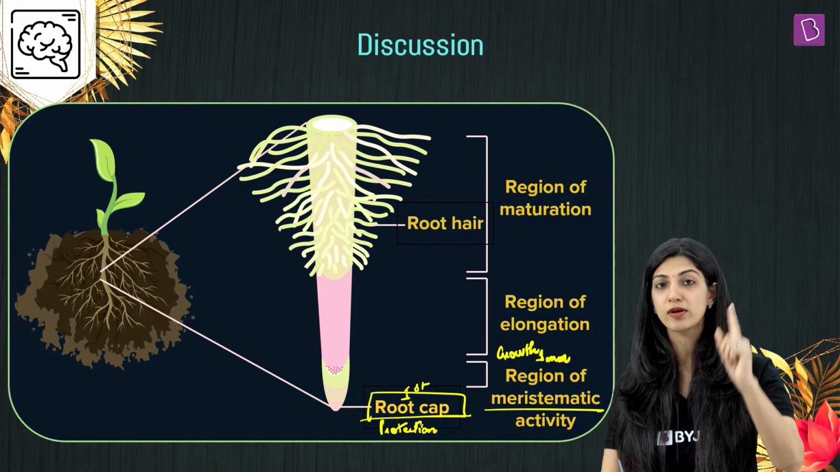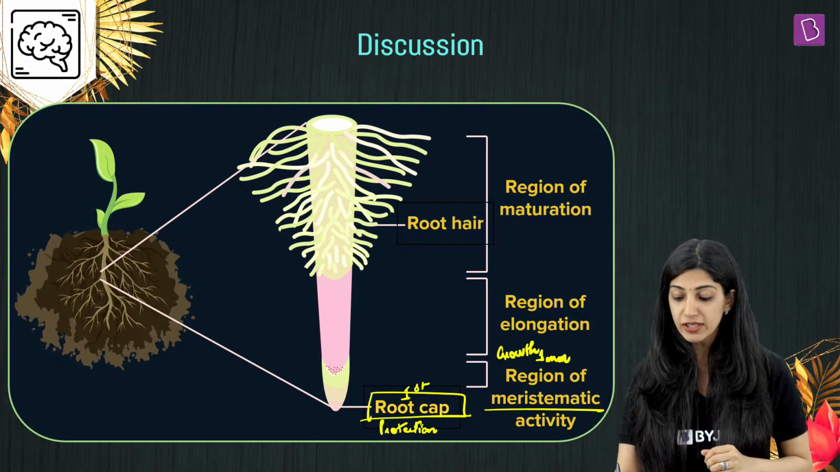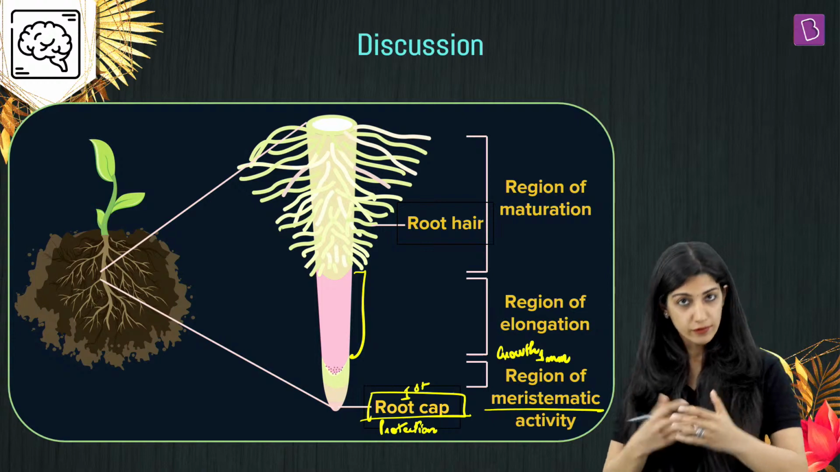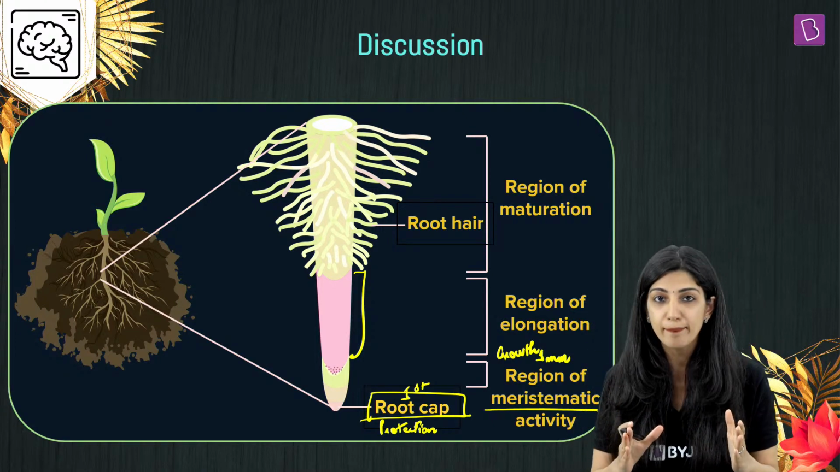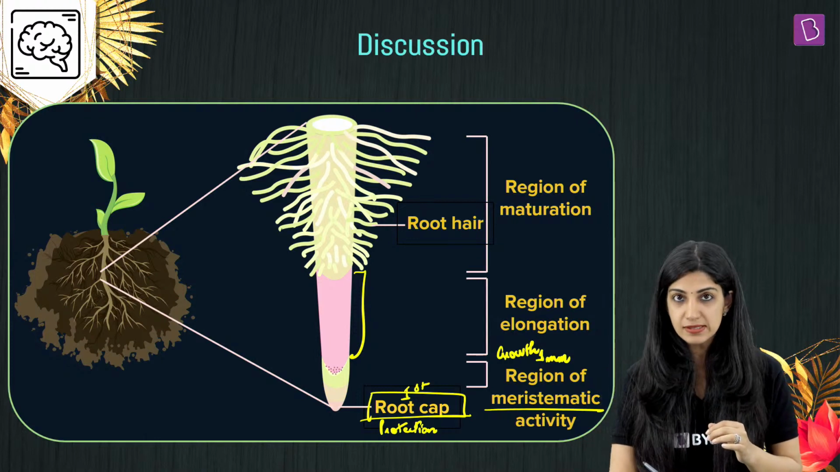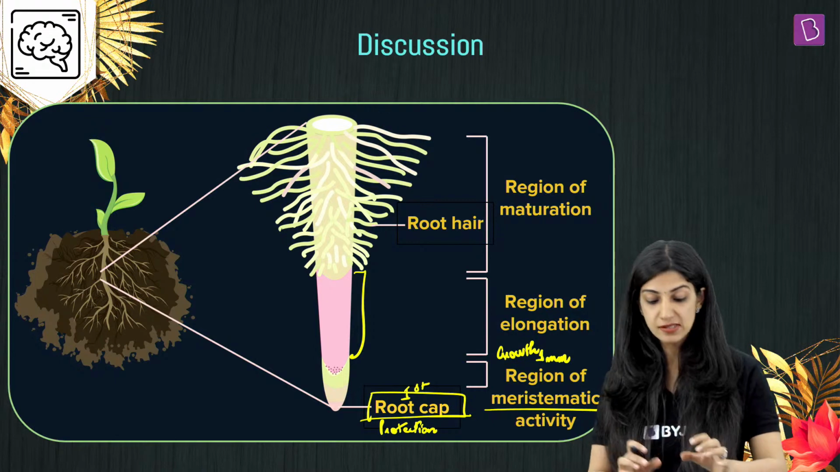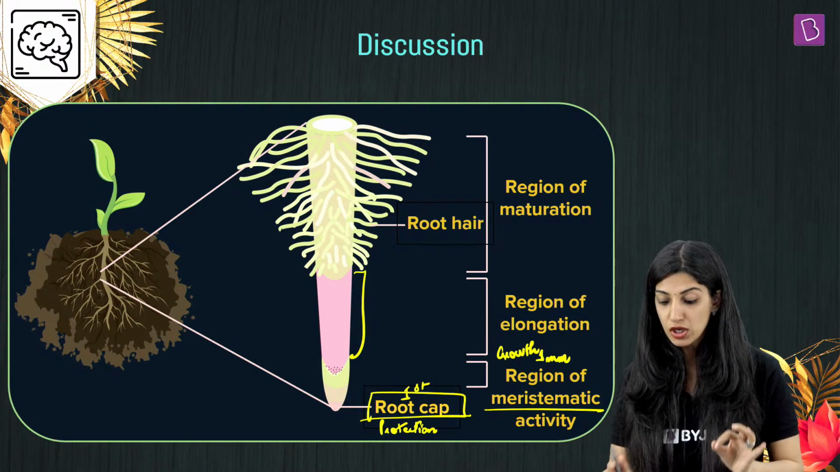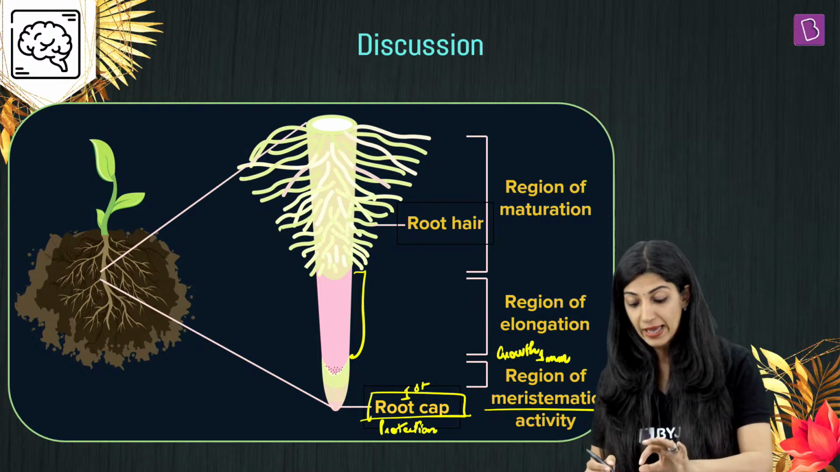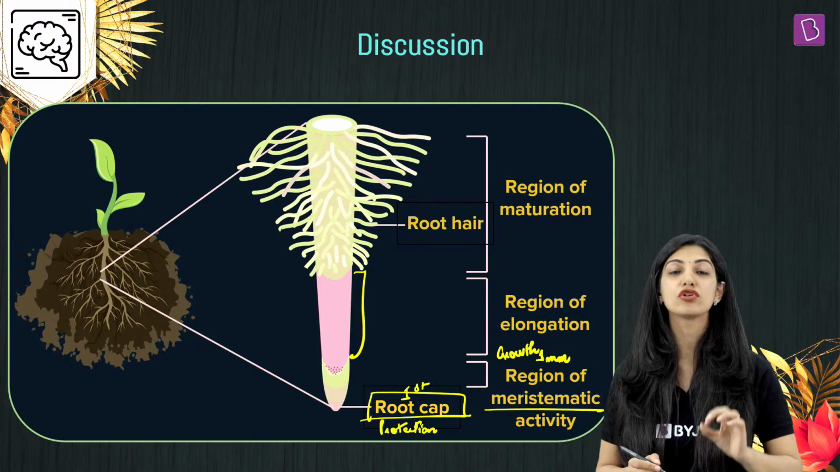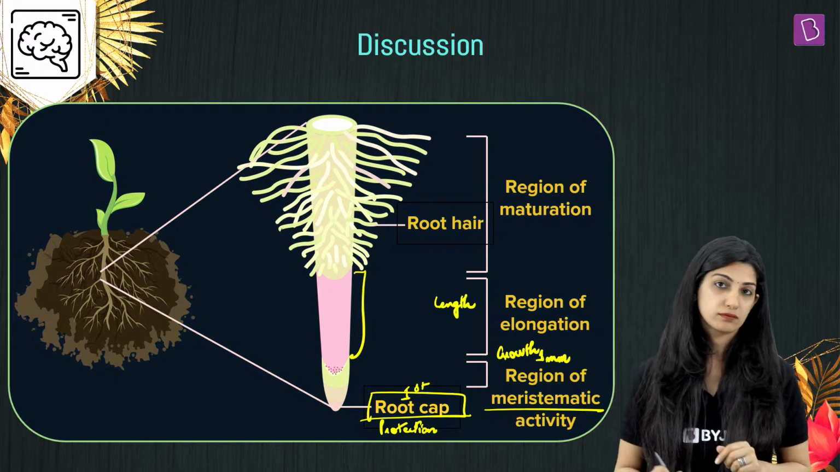Another question, number 2, from the single concept. Third, the region of elongation. A relatively bigger, longer zone. Here cell division will not happen. The pre-existing cells, which the region of meristematic activity has already pushed here, will now elongate. And hence, the region of elongation is responsible for the increase in length of the root.